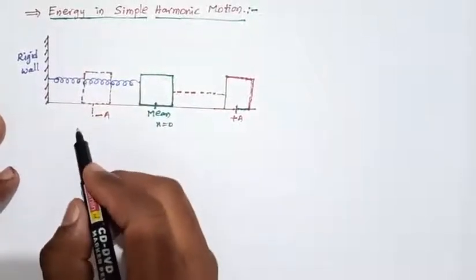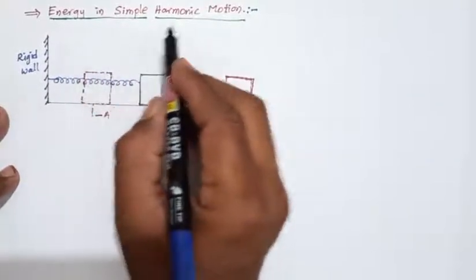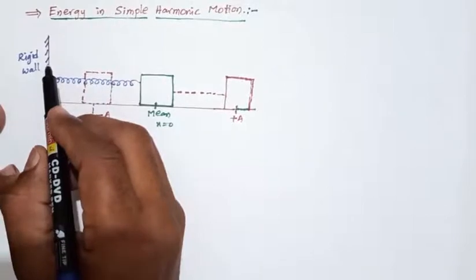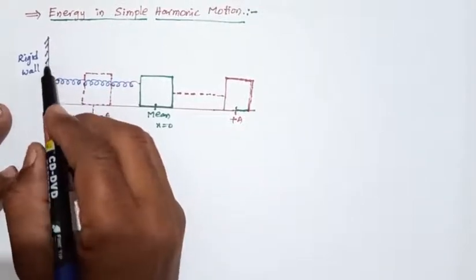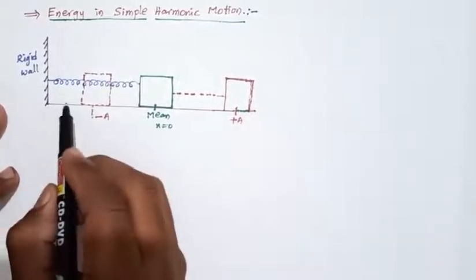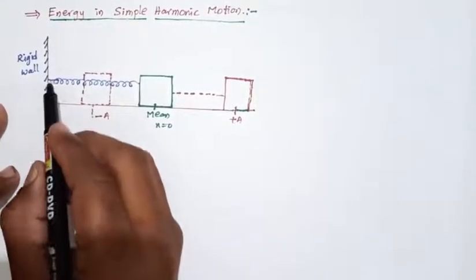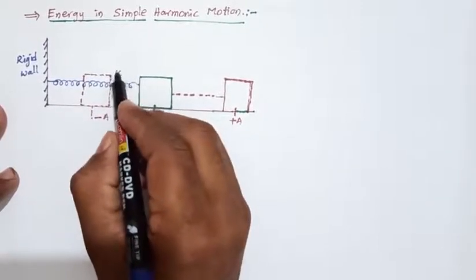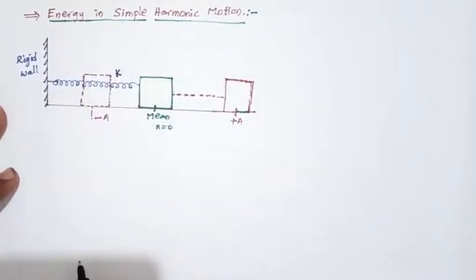Hello everyone. Today we are going to discuss energy in simple harmonic motion. Here we consider a rigid wall and a frictionless surface. The spring constant is K.